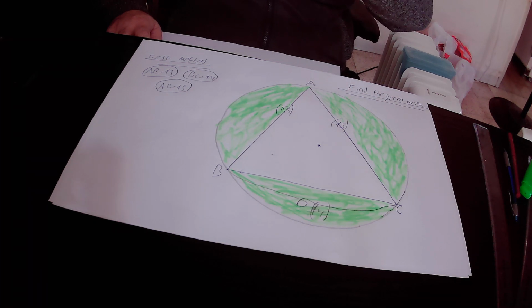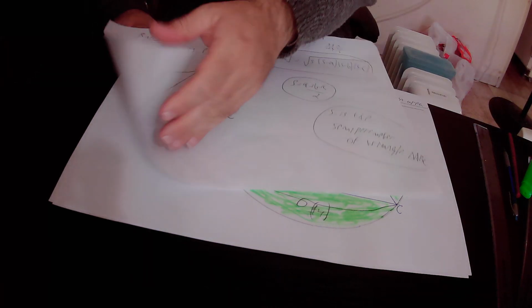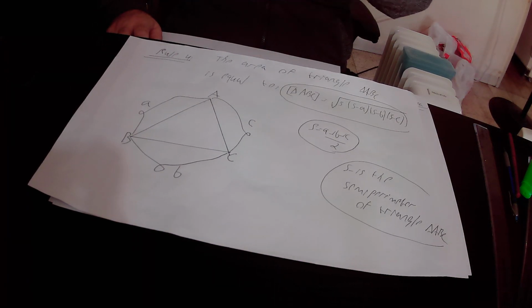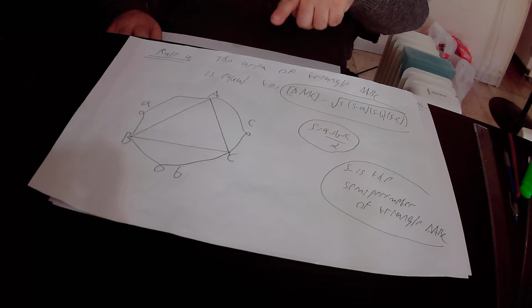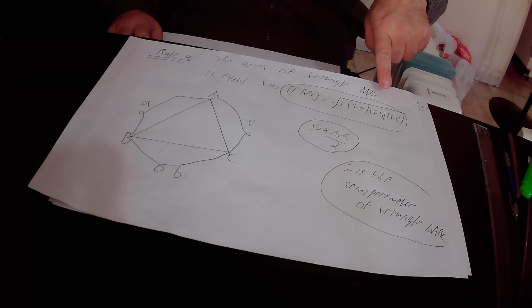Okay. So first of all, I will present to you a new rule and we will implement the new rule in our drawing. The new rule is rule number 4. According to rule number 4, the area of triangle ABC equals the square root of S times S minus A times S minus B times S minus C.